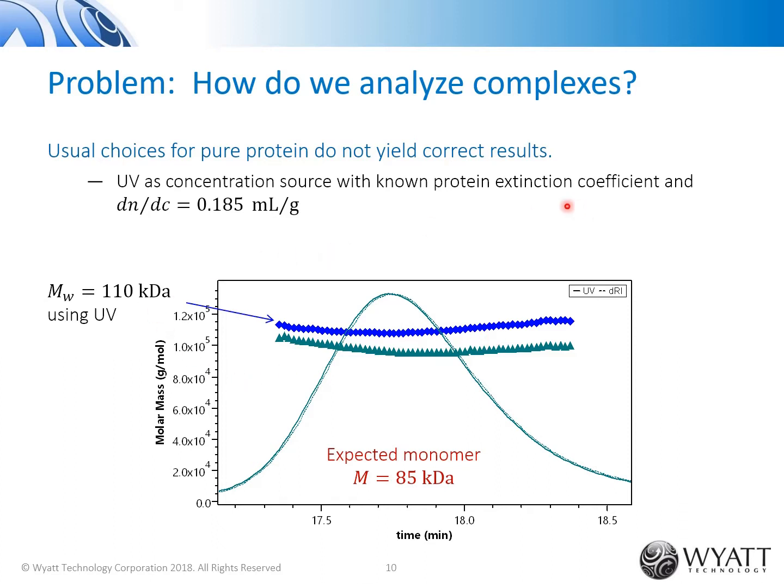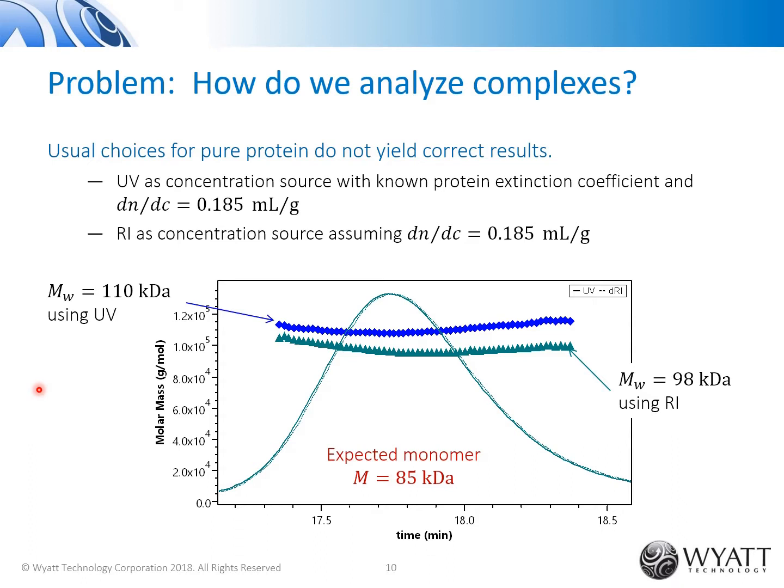Okay, so maybe our extinction coefficient is wrong. So we tried this same analysis using the RI detector as our concentration source. In this case, we get a molar mass of 98 kilodaltons. Still not our monomer molar mass, still not an oligomer or something that we would expect to happen. So clearly something is wrong, not only with our concentration source, but also with our dn/dc, with the understanding of what the composition of this molecule actually is. In this case, this is a glycosylated protein, and we don't know the degree of glycosylation. We need to measure that with SEC-MALS.